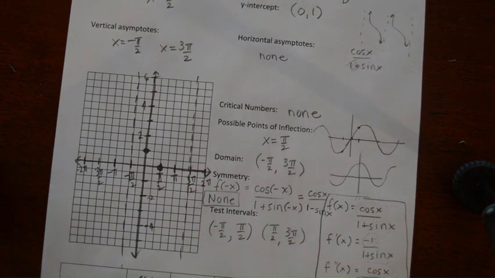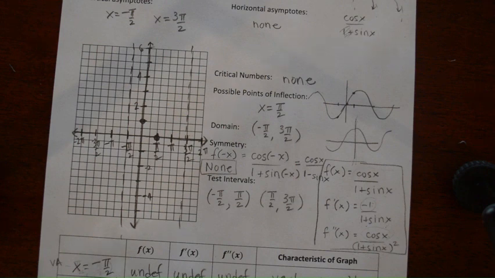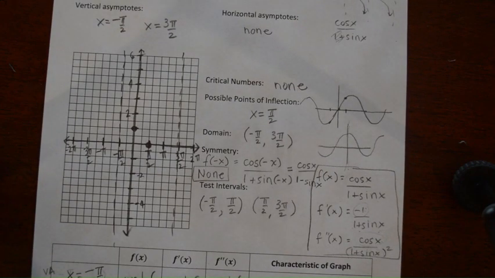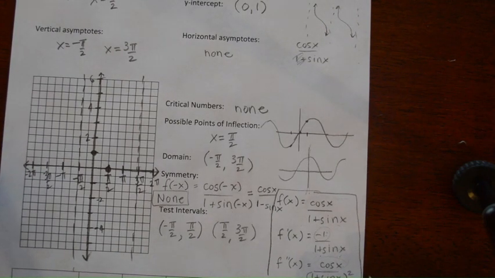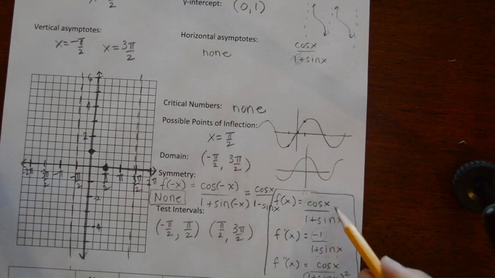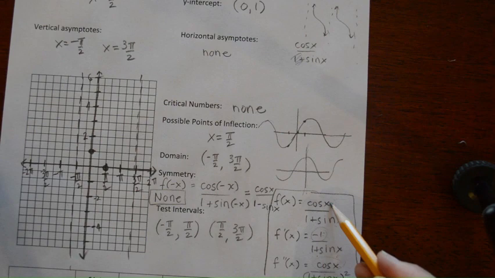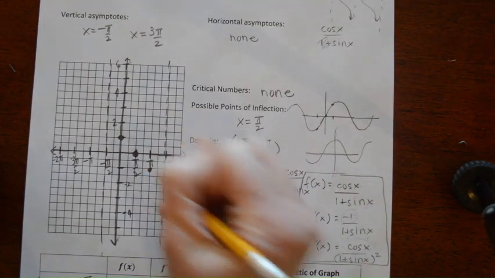And we also have, let's see, I guess that's it. I was going to say I have plotted a point here at pi just to give us a third point. If we plug pi into our original, cosine of pi is negative 1. And then 1 plus sine of pi is 0. So it's negative 1 over 1. So at pi, it's that.